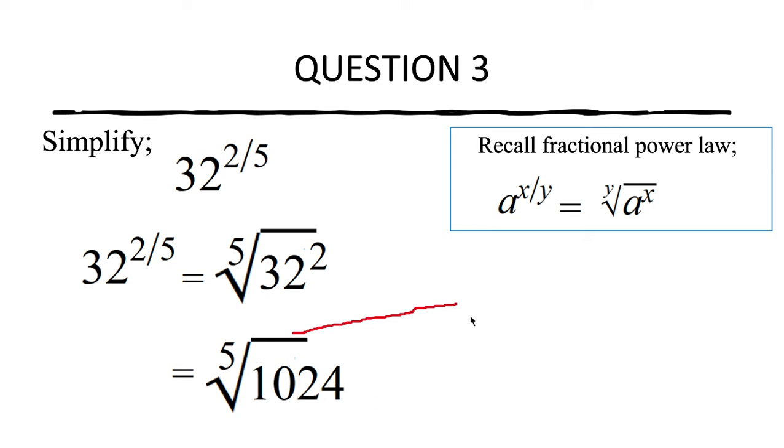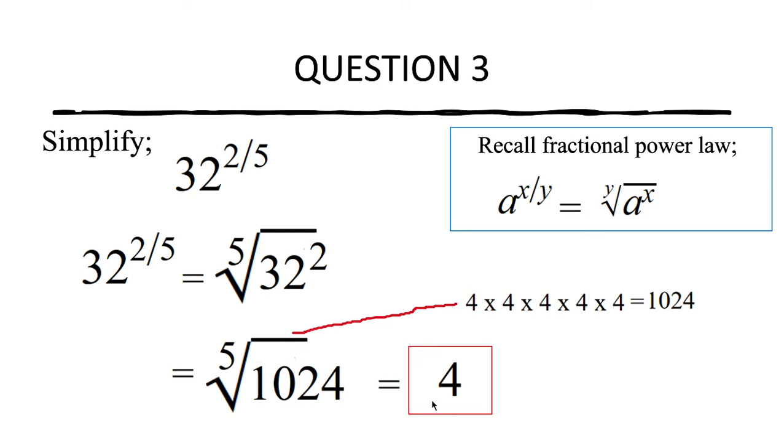Now I think of a number, and that number is 4. If I multiply 4 5 times, I get 1024. So 4 times 4 times 4 times 4 times 4 gives us 1024. That means the fifth root of 1024 is 4. This is my answer. You can double check using your calculator. So this is the answer to this question: 4.